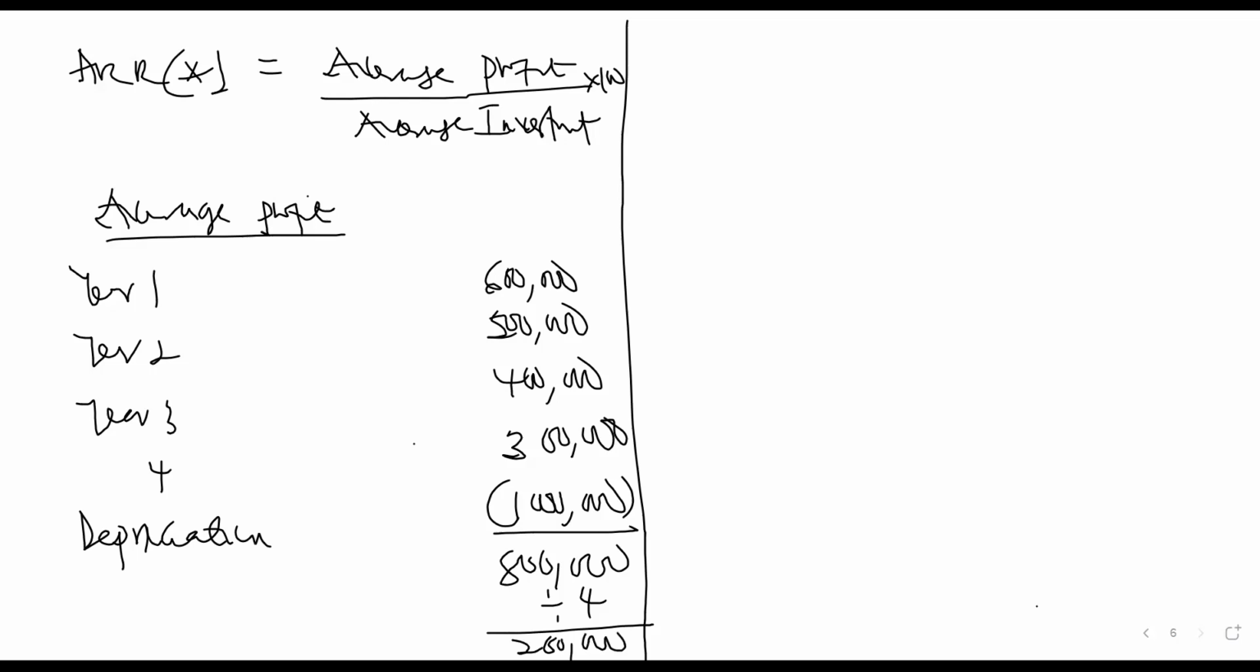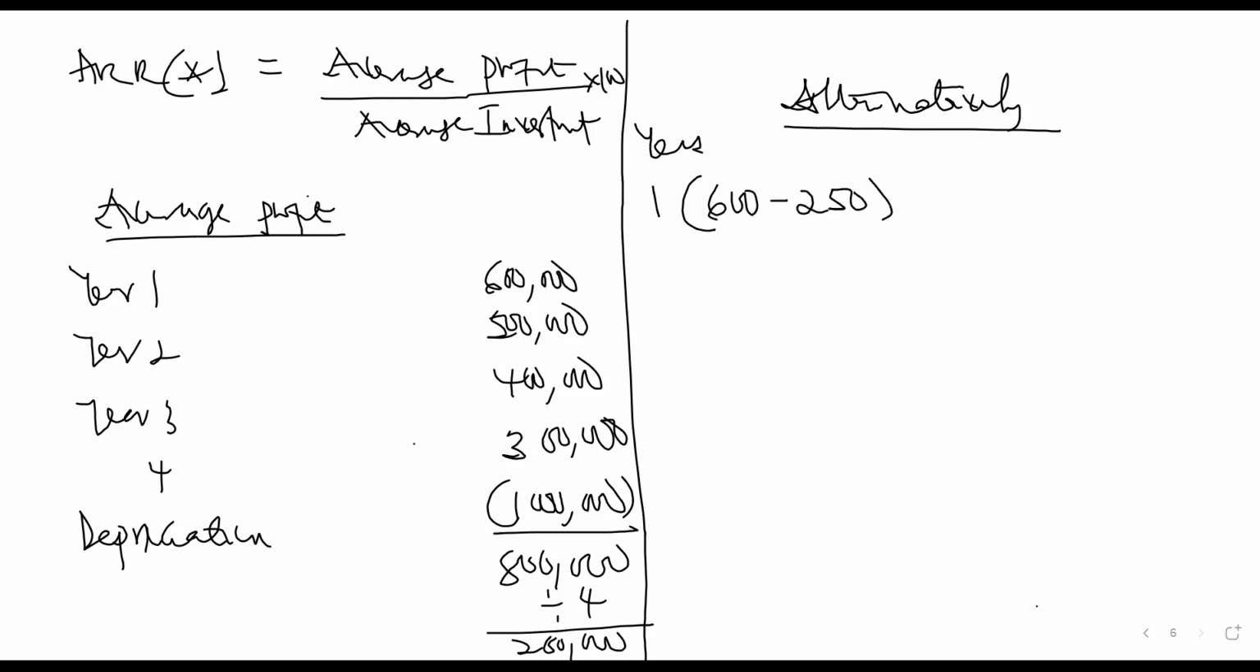Okay. Another way of finding the average profit, alternatively, is that you can find your profit after depreciation for each year. Okay. So you look at the years over here. So we have year one. Our profit after depreciation will be 600,000 minus 250, because depreciation every year is 250. That will give us 350,000.